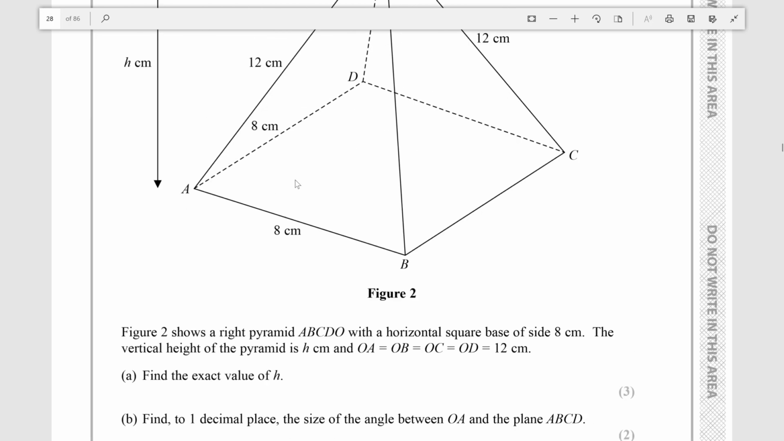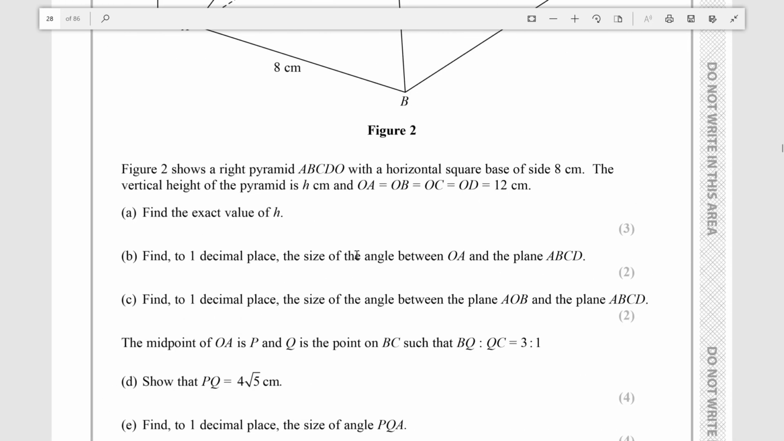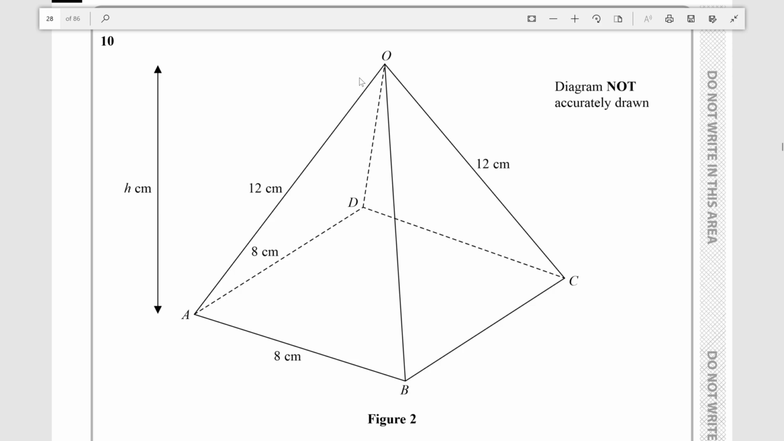It wants us to find the value of h, which is the height of the pyramid, then find the size of the angle between OA and the plane ABCD. So essentially the angle from this line here, this diagonal of the pyramid, down to the plane which is the base of the pyramid. So we can get that by constructing this right angle triangle from O to the midpoint, let's say M, and then M to A, and we can figure out this height. Actually, to find the exact value of h, we would construct this triangle anyway.